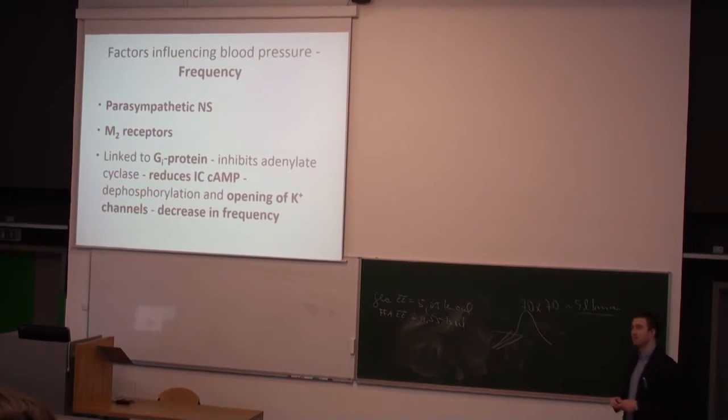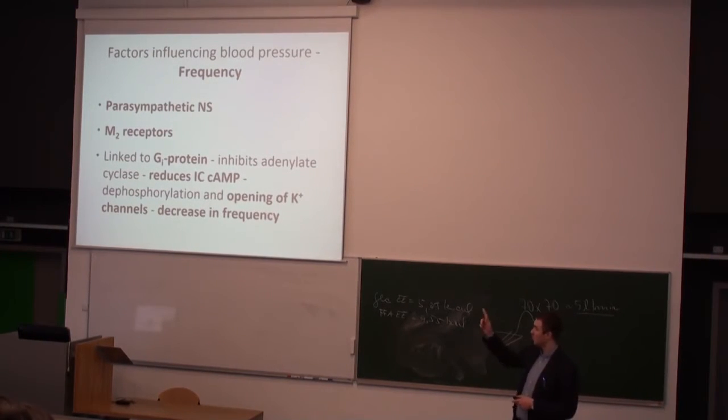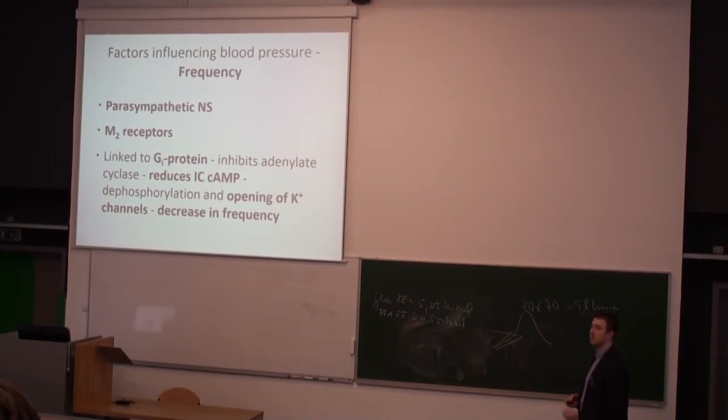Other drug that will work on this, and that's routinely used, for example, at anesthetic departments, at the operation room, is atropine. If you block this, you will increase the frequency. So atropine can be used to increase the heart frequency.